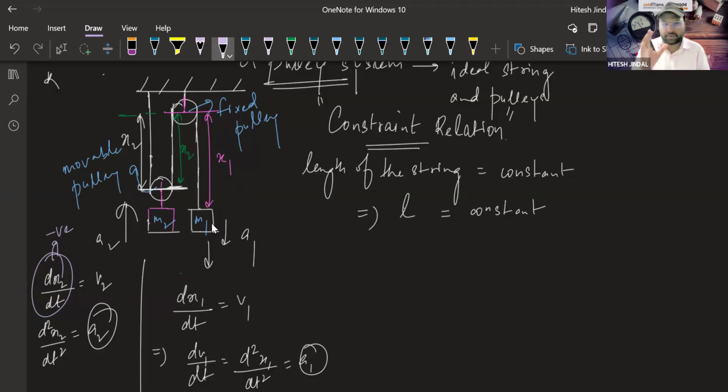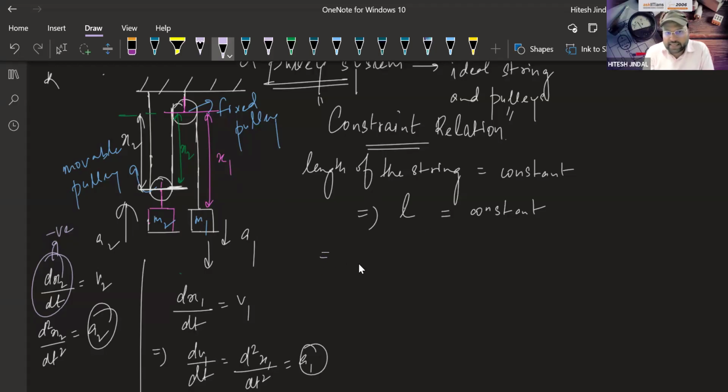Okay, just this thing: I've just told you that this length is x1, right? So its rate of change will give you the velocity of m1, and that's rate of change will give you the acceleration of m1, right? And this length is x2, so its rate of change will give you the velocity of m2, and that's rate of change will give you the acceleration of m2, right? So this length is connected to the acceleration of m2. This length is connected to the acceleration of m1, right? That's the main point.